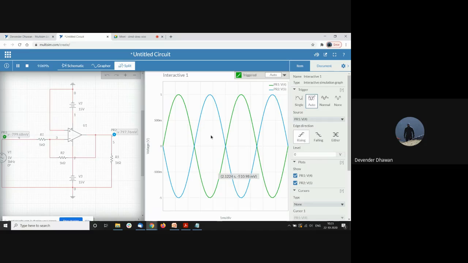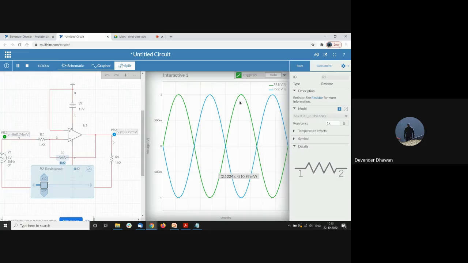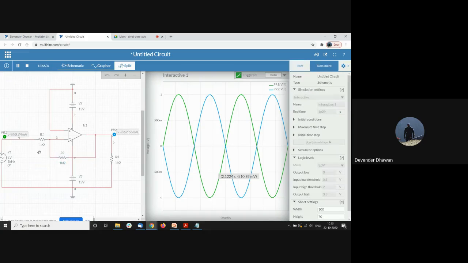Okay, so it is negative. So the inversion has been done here. The signals are right now equal, because as I said, the gain would be minus R2 over R1. So this is 1 and 1, so that is why the gain is 1.